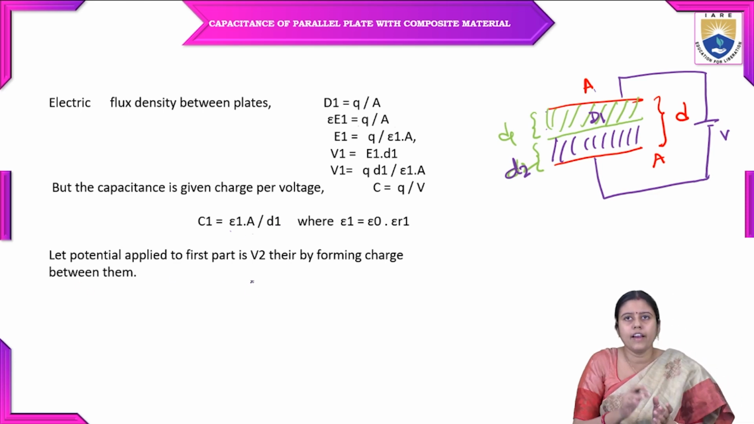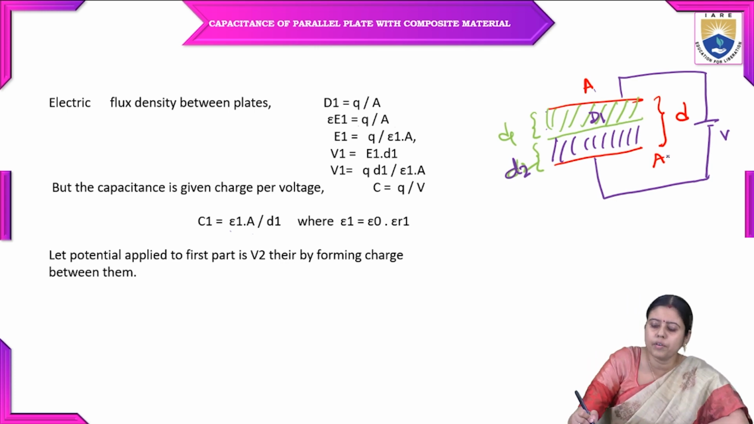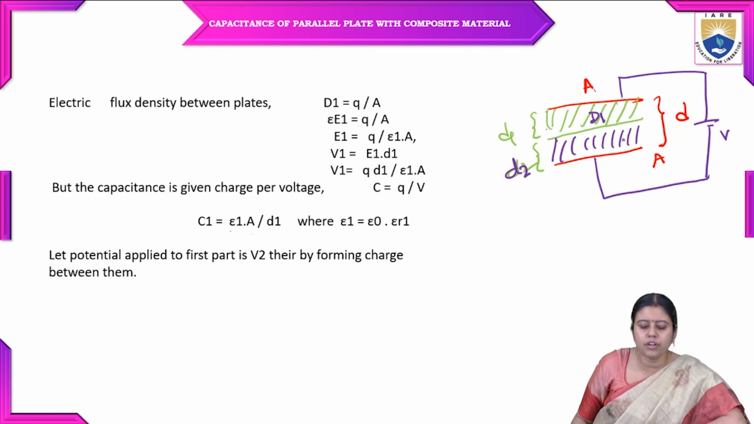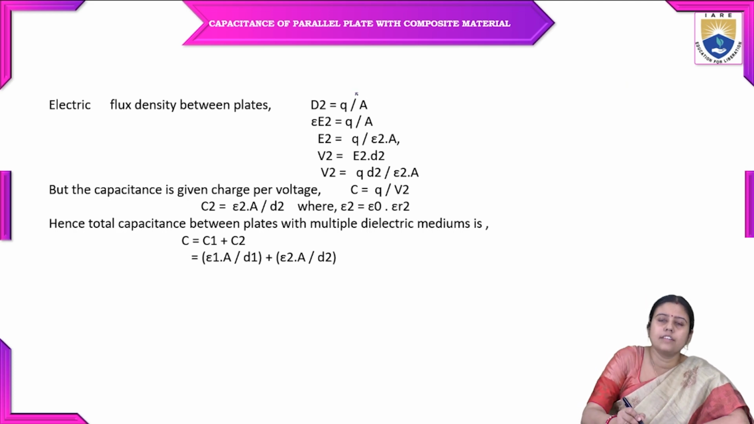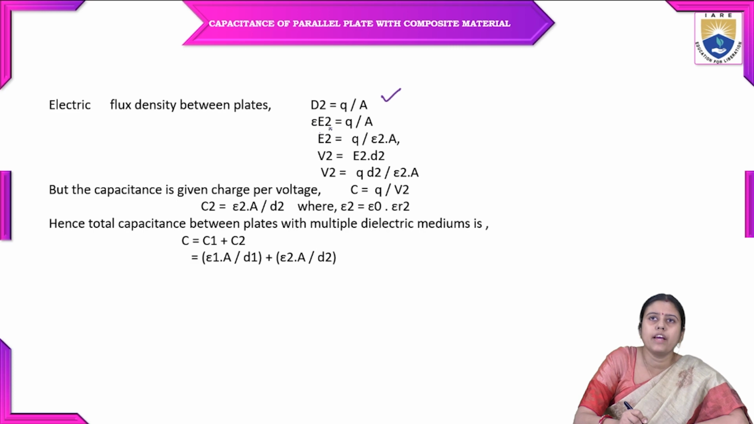Again we are connecting the same potential. So what will happen in the second case? For the second case, again D2 is Q by A. So epsilon2 E2 is equal to Q by A.